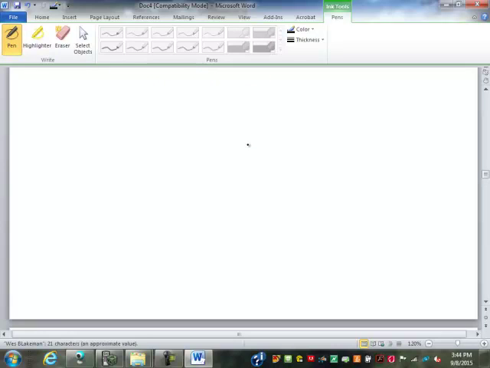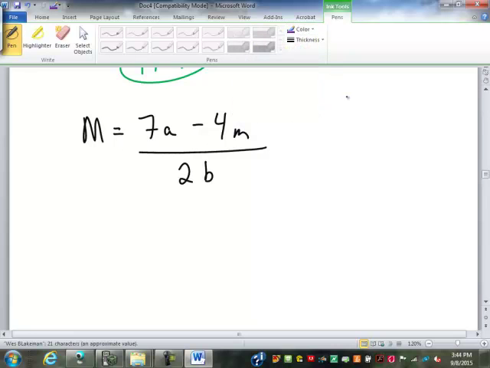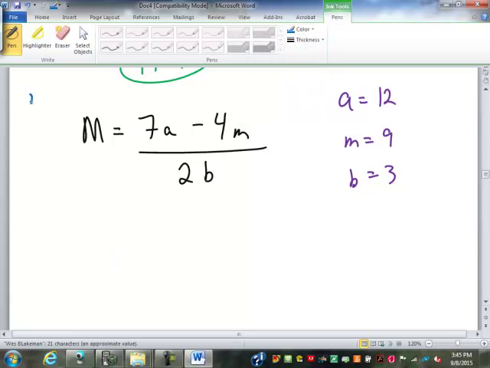Okay. One of the other things we did at the end of the last unit and on the test was running into things like this, where you might be told that A equals 12, M equals 9, and B equals 3. And the command you might be given is to evaluate. Evaluate means to give a value to. So on this one, we're solving for M, evaluating for M.